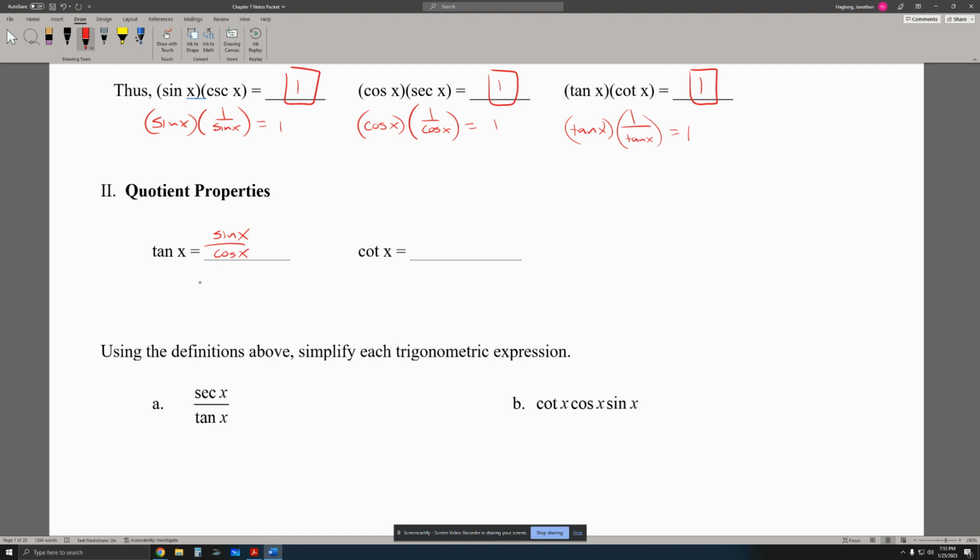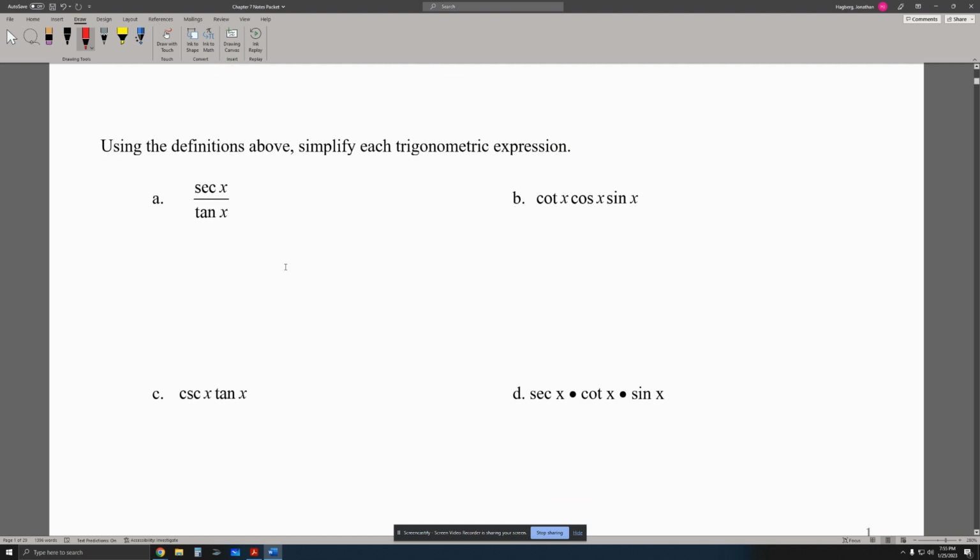So it follows that the cotangent of x, the reciprocal of tangent, would just be the reciprocal of that ratio, cosine x over sine x. And that is true as well. So let's use these two properties to simplify each of these expressions.